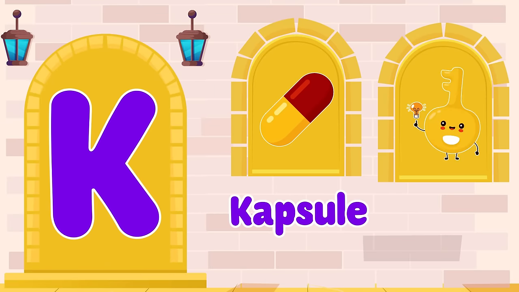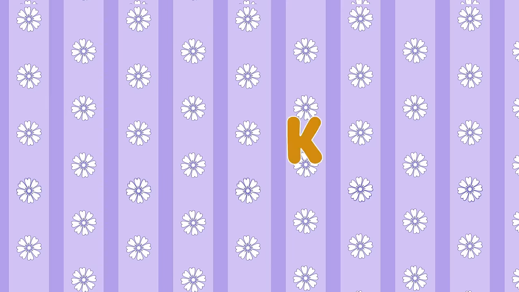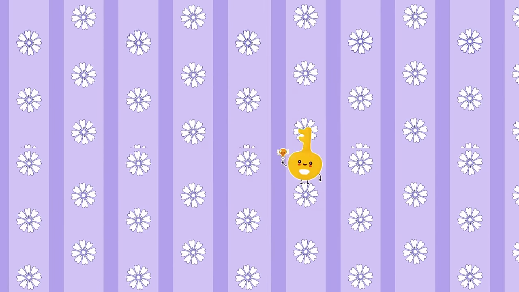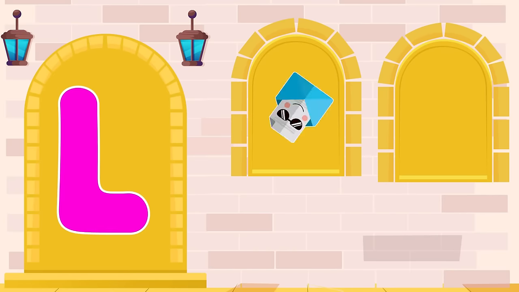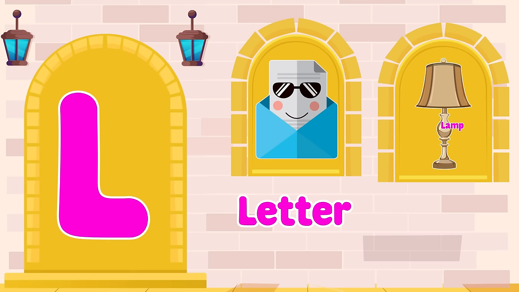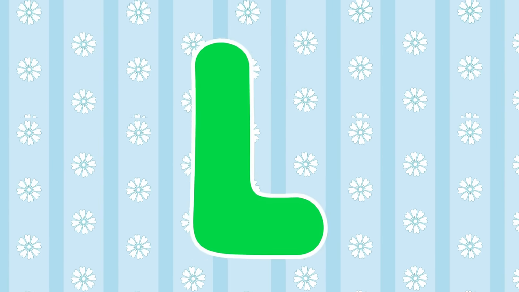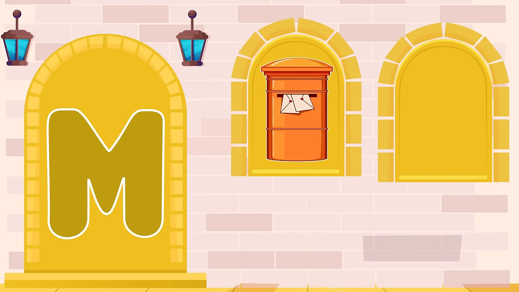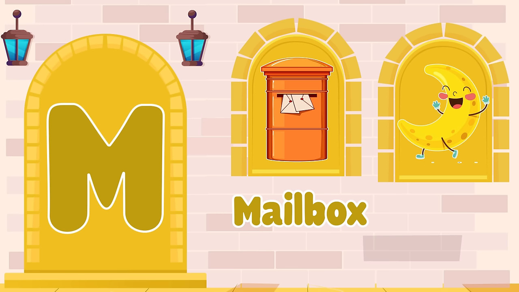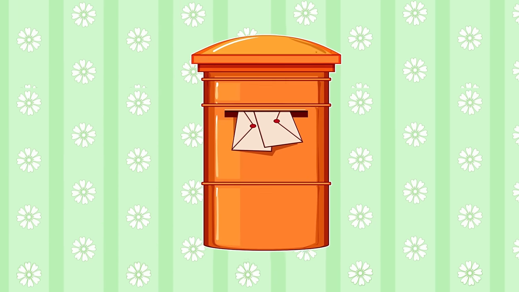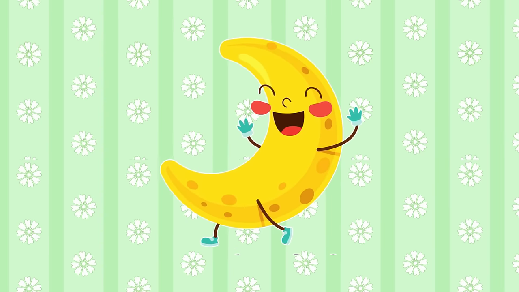Kettle. K is for key. Key. L is for ladder. Ladder. L is for lamp. Lamp. M is for mailbox. Mailbox. M is for moon. Moon.